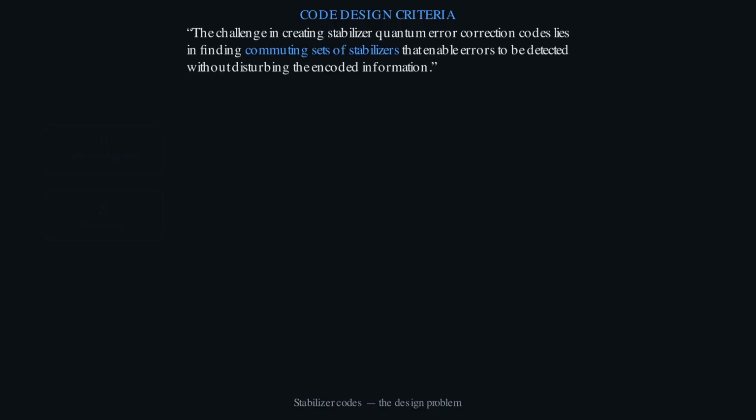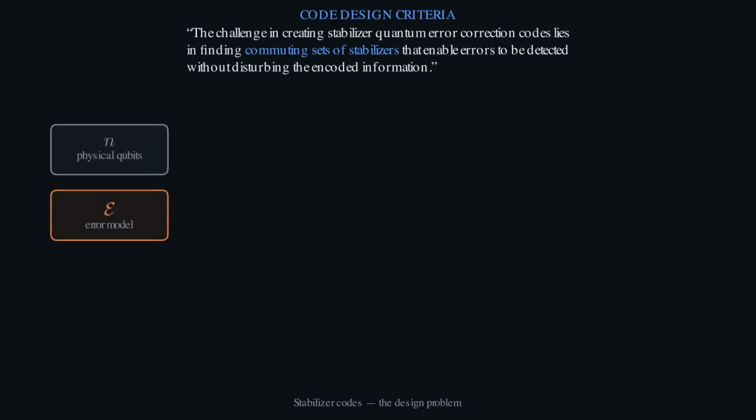So with that kind of background of the surface code built, the challenge in creating quantum error correction codes lies in finding commuting sets of stabilizers that enable errors to be detected without disturbing the encoded information. So that's a code design criteria, and special code constructions are required to find stabilizers with the desired properties. So we need a block diagram view of what a stabilizer code is. What you specify for stabilizer codes is an error set, and then you have physical qubits.